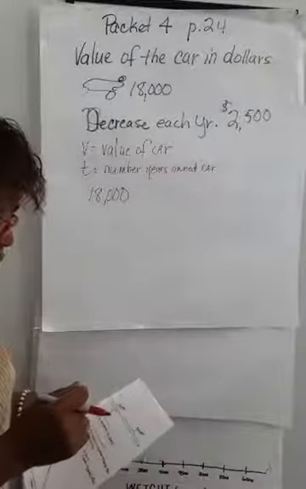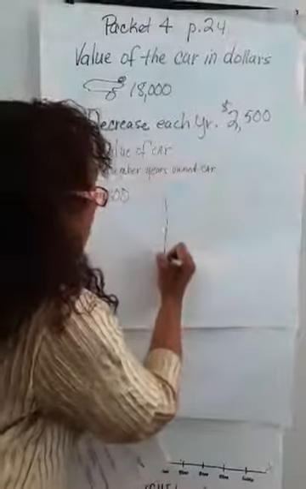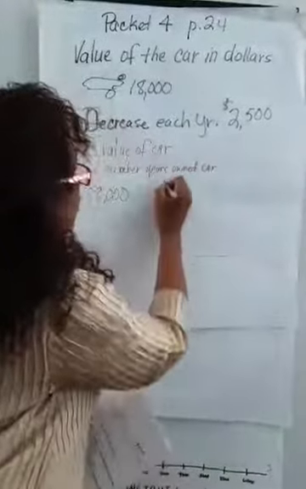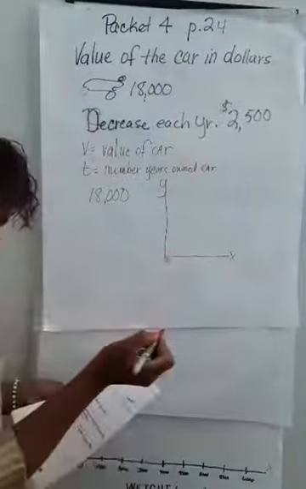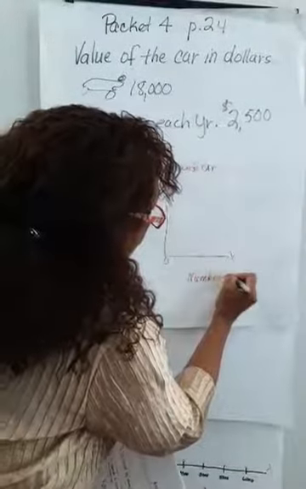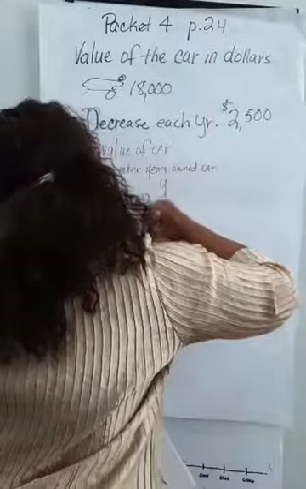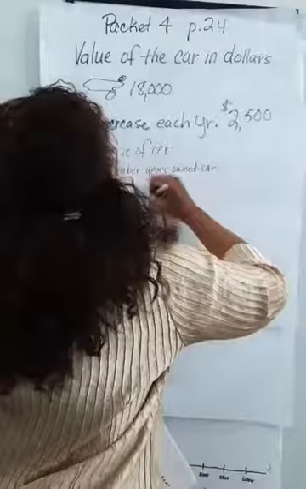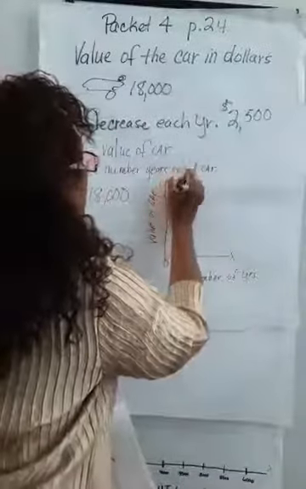Okay. Now, it says, show this point on the graph. Let's say you had a graph, and this was Y, and this was X, 0. The number of years you had the car, and this is the value of the car. We said let T be the number of years, so T would have been here.